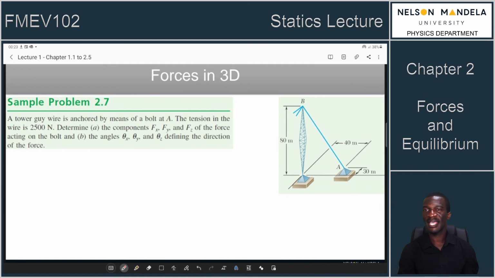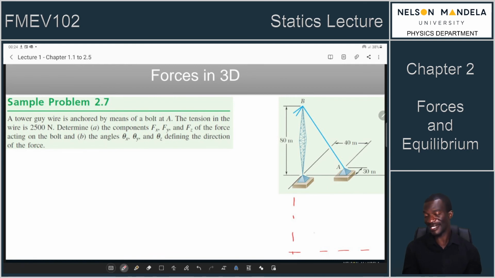So this problem says, a tower guy wire is anchored by means of a bolt at A. So keywords for you as engineers: guy wire. What is a guy wire? Bolt, you already know. The tension in the wire is 500 newtons. Determine the components Fx, Fy, and Fz of the force acting on the bolt, and the angles theta x, theta y, and theta z defining the direction of the force. Right. So we already have our reference frame. So let's plot our reference frame.